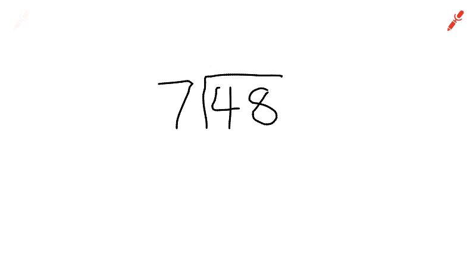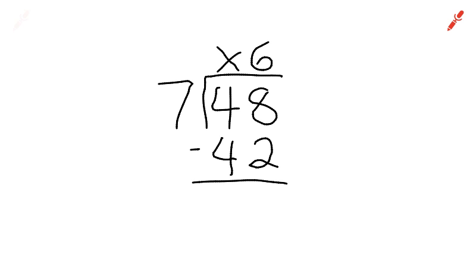1G, 48 divided by 7. 7 does not go into 4, so we put our X there. 7 does go into 48 6 times. 7 times 6 is 42.